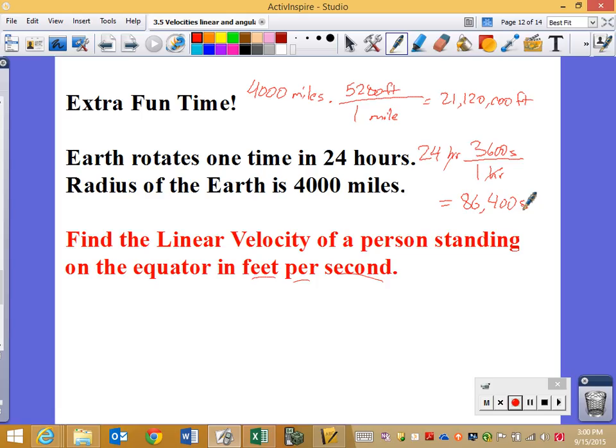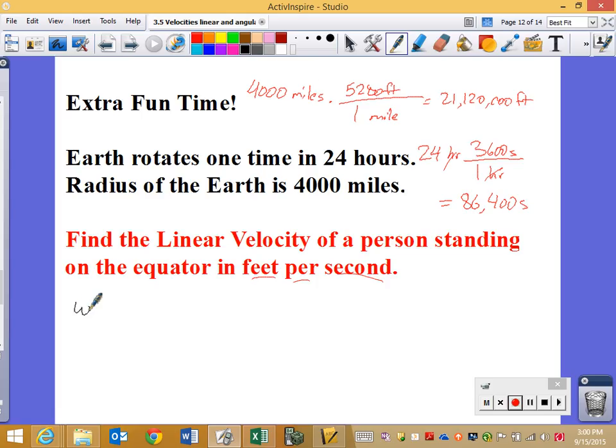Okay, so I now have the radius of the Earth, and I also have one rotation. In order to find out the linear velocity, though, I need a radius and I need an omega, an angular velocity, and I don't quite have that yet. But I do know that one rotation of the Earth takes 24 hours, or 86,400 seconds. So I can find out what my angular velocity is.